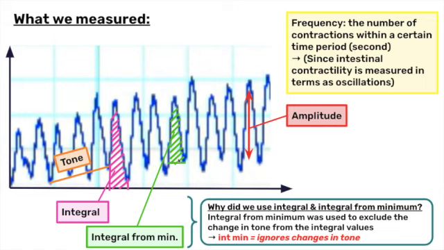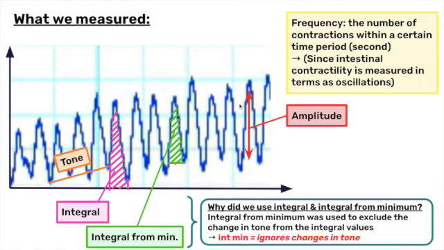Why did we use integral and integral from minimum? Well, integral from minimum was used to exclude the change in tone from the integral values. So integral from minimum ignores changes in tone. And this is what tone represents.